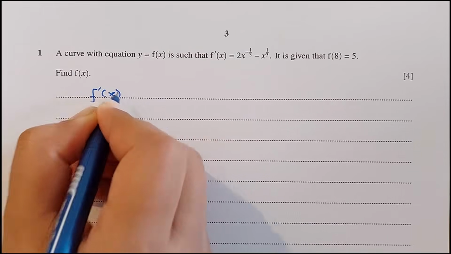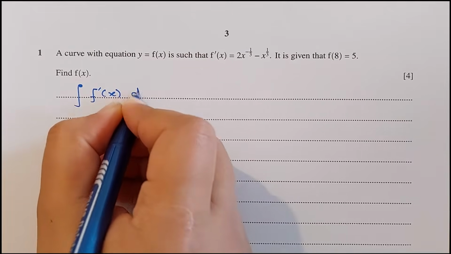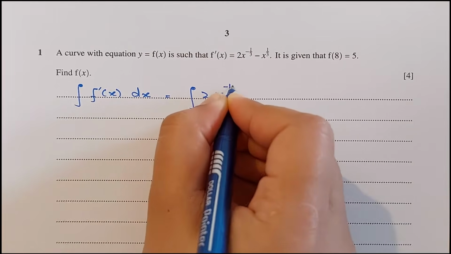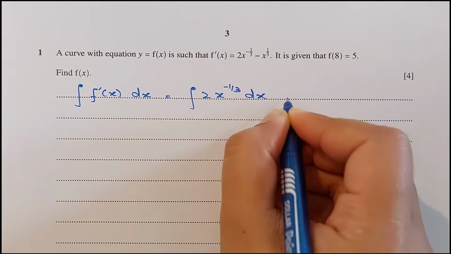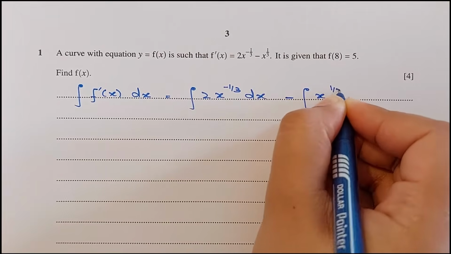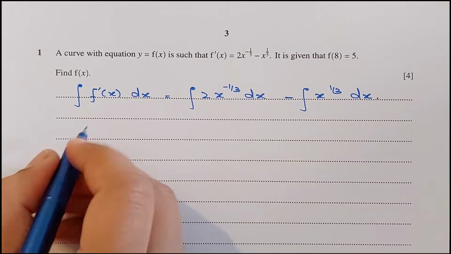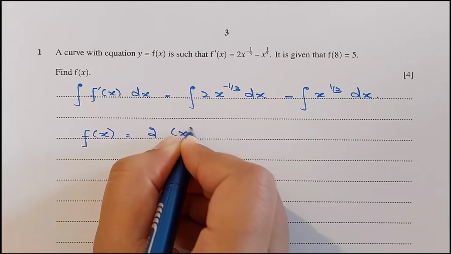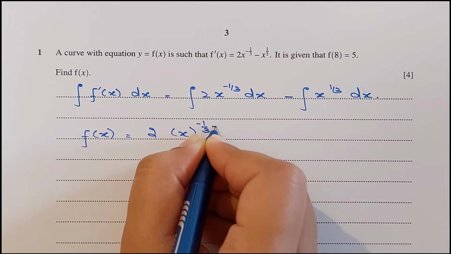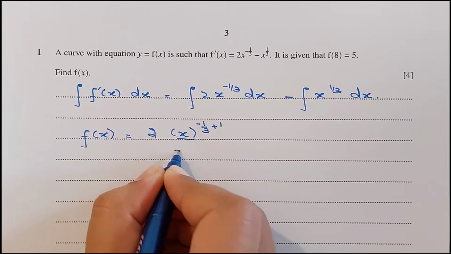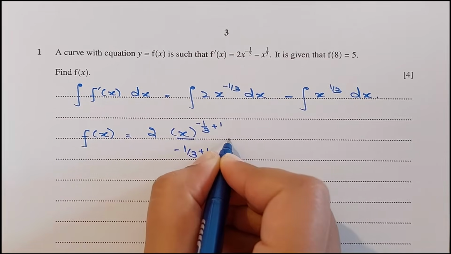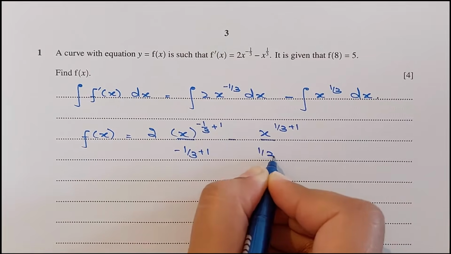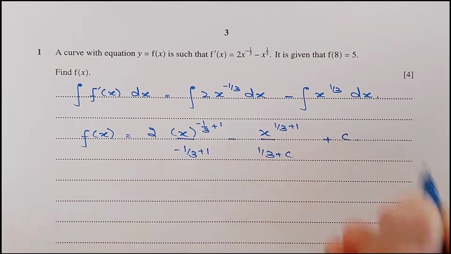f dash of x is given, so we have to integrate it with respect to x: integrate 2x power minus 1 by 3 dx minus integrate x power 1 by 3 dx to get f of x. So here f of x equals 2, x power minus 1 by 3 plus 1 over minus 1 by 3 plus 1, minus x power 1 by 3 plus 1 over 1 by 3 plus 1, plus some constant of integration.